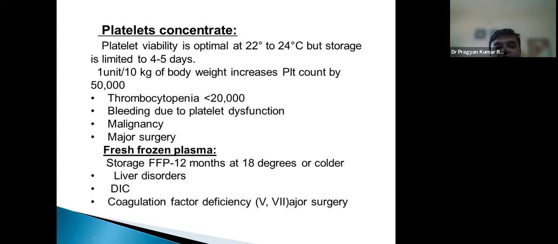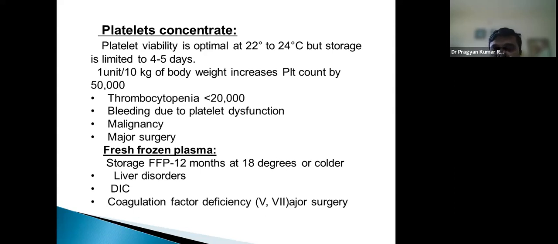Coming to other components after blood, I mean PRBC, packed red cells, there is something called platelet concentrate. Platelet viability is optimal at 22 to 24 degrees centigrade, but storage is limited to 4 to 5 days. Unfortunately, it's a very important component which, if collected, has to be given within a 5-day duration. Dose is roughly 1 unit per 10 kg of body weight, which increases the platelet count by 50,000.